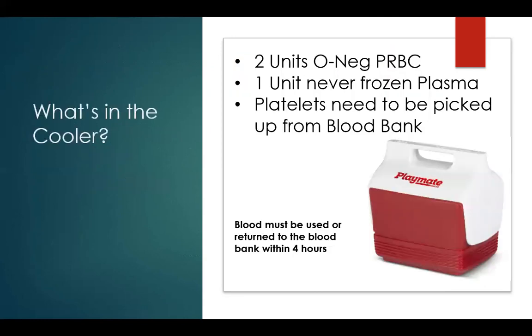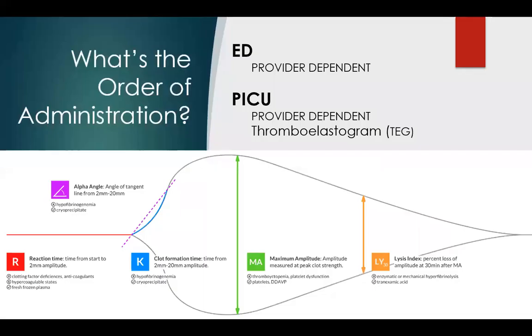So what's in the cooler? Like I said, it's 2 units of O-negative packed cells and 1 unit of never frozen plasma. And if platelets are needed, they need to come from the blood bank. The blood must be used or returned to the ED within 4 hours of taking it from the blood bank. So you have 4 hours. This includes your blood tubing, anything that the blood is going through; it's only good for 4 hours.